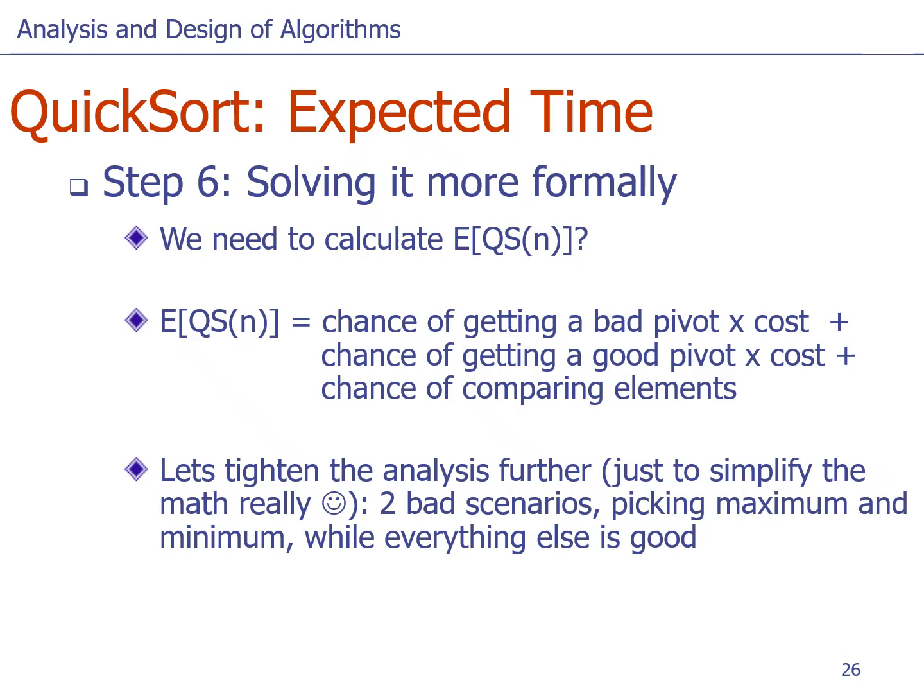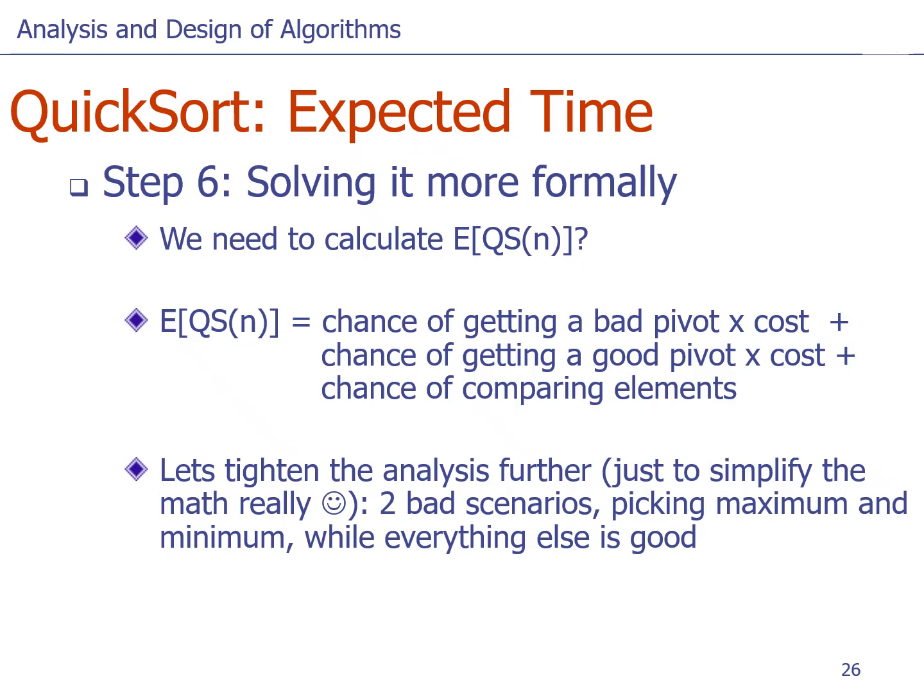I'm just going to simplify it, but I'm sure once you get the basic idea, the extension of or redoing it for the more general case is going to be relatively straightforward. So let's see first the simple approach to do it formally. I will work with two bad scenarios, picking the maximum and the minimum, while everything else is good. And again, the change is not going to be drastic from what I'm going to show you if we work it with half good and half bad.